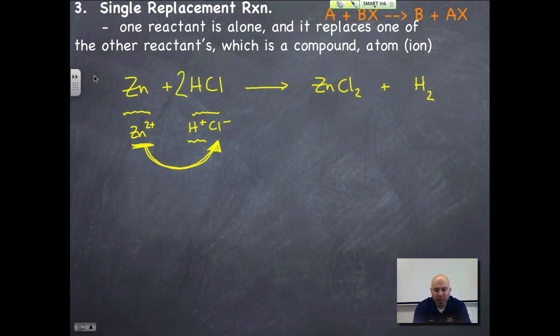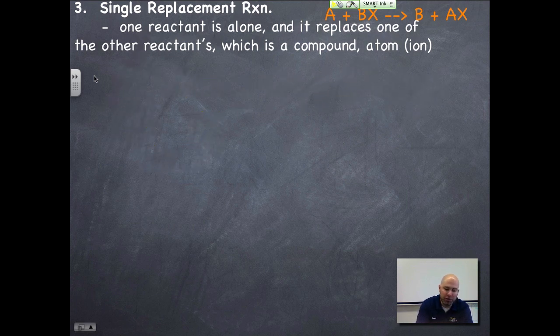Now this one's obviously not balanced. I would need to put a 2 there. But that's a single replacement reaction. And I'll show more examples as I go through the examples later on. Okay? Let's see here. Yeah, we've got time to do the next one. And we'll do the next two.